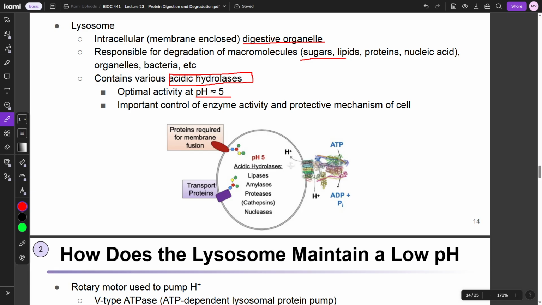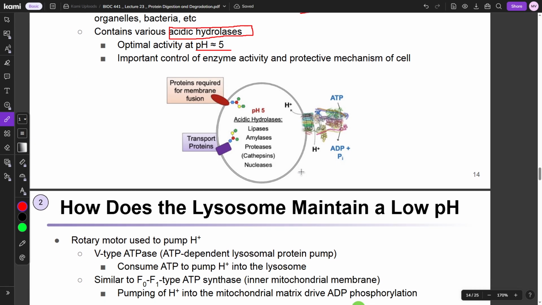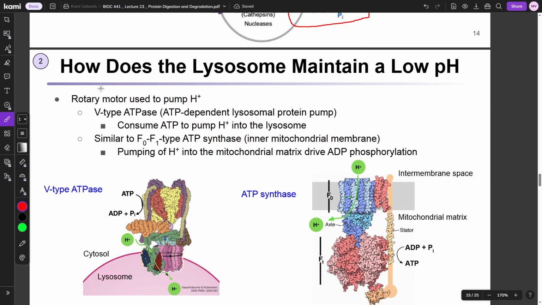It's a very interesting mechanism, and this here is a really cool way of showing how it's able to maintain a low pH. It's basically using a reverse ATP synthase. So how does it maintain a low pH? And we talked about this. It uses a rotary motor to pump H+. It's literally the reverse of ATP synthase. It's a V-type ATPase, so it's an ATP-dependent proton pump.